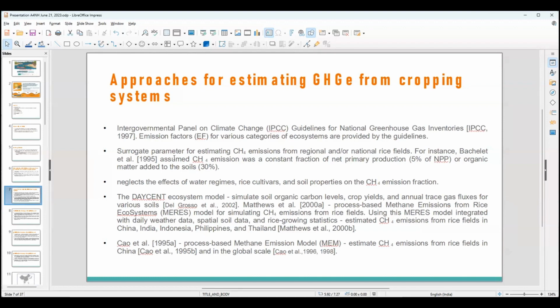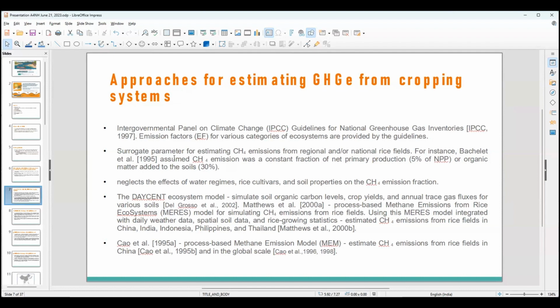There was something called the DayCent ecosystem model, which simulates soil organic carbon levels, crop yields, and annual trace gas fluxes for various soils. And this paper by Matthews 2000 presents the process-based methane emissions from rice ecosystem, the MERES model, for simulating methane emissions from rice fields.